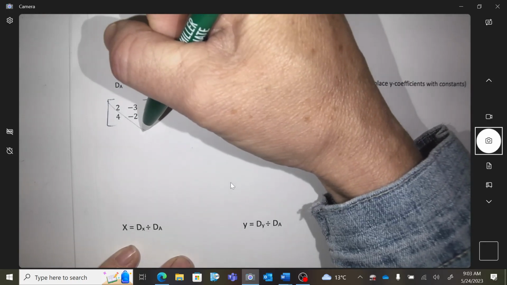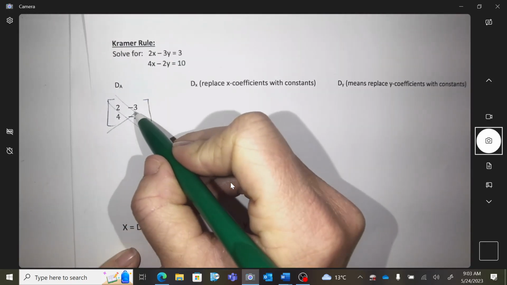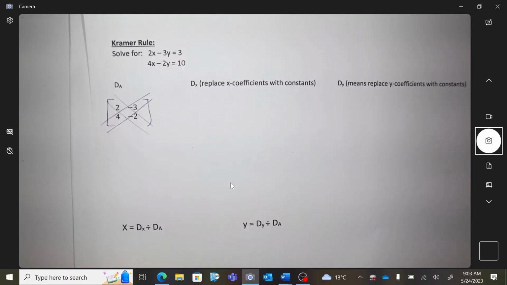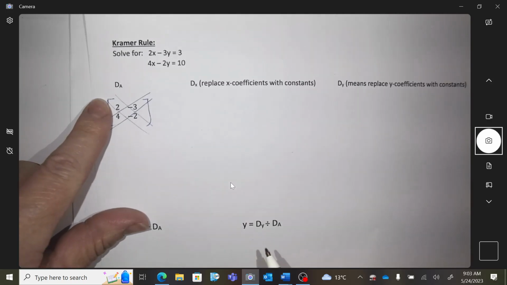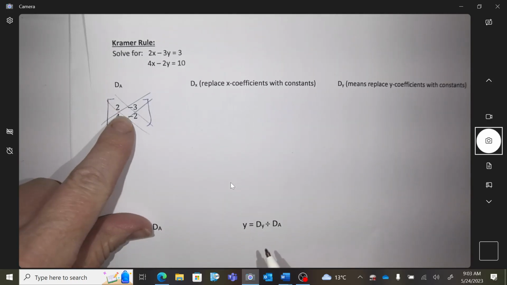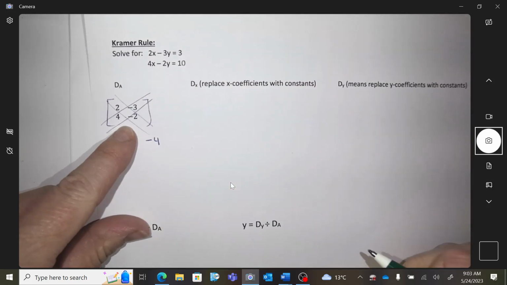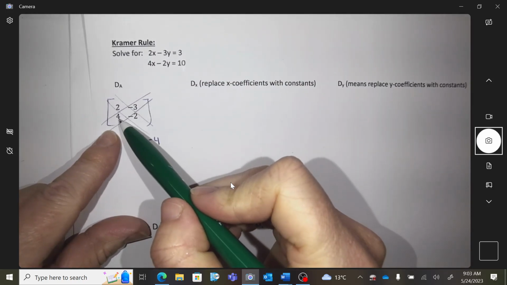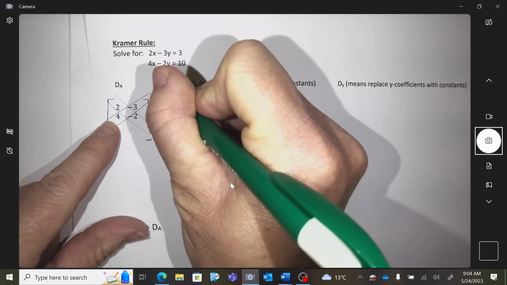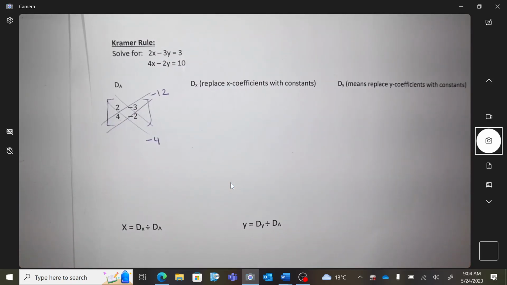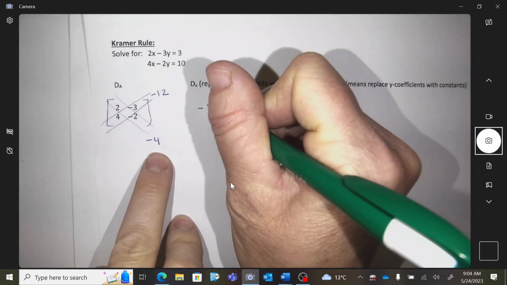Okay, so if we make some diagonals, I'm going to multiply this diagonal. So 2 times -2 is -4. And 4 times -3 is -12. Okay, I hope I'm going to do this right, but I think it's going to be the down diagonal subtract the up diagonal.